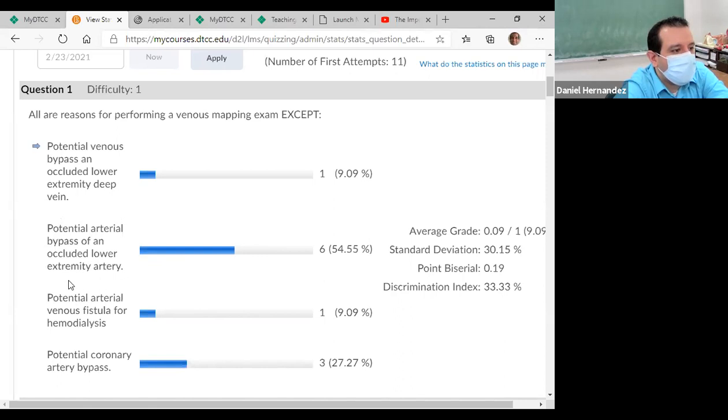We do a vein mapping for potential arteriovenous fistula for hemodialysis. We also assess the greater saphenous vein for coronary artery bypass. So the only thing that we don't do a venous mapping for is an occluded lower extremity deep vein. We don't bypass veins. So that's the correct answer.